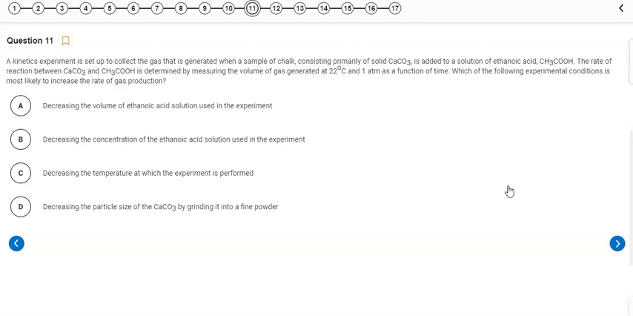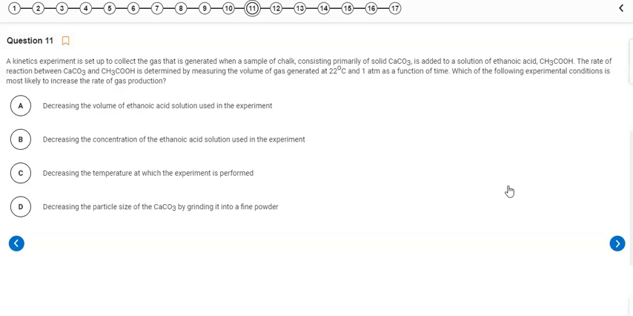Okay, decreasing the volume. No, that has nothing to do with the rate, how fast something happens. Decreasing the concentration. No, decreasing concentration of reactants makes it get slower. Decreasing the temperature. No, that makes it get slower. You want to increase the temperature if you want the rate to go faster because you want more kinetic energy in the molecules. Decrease the particle size.